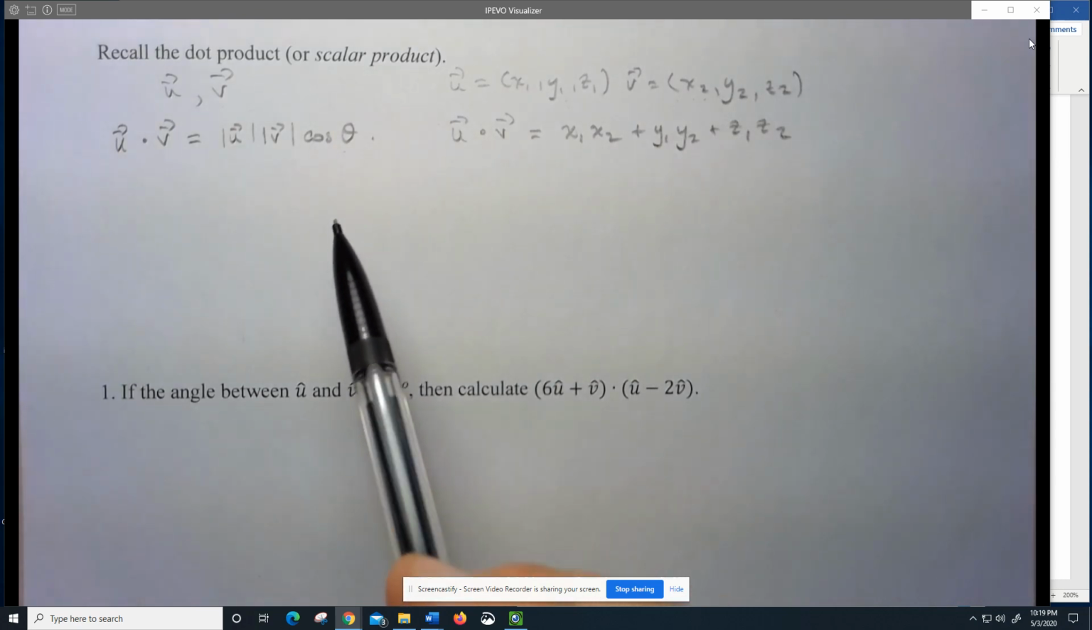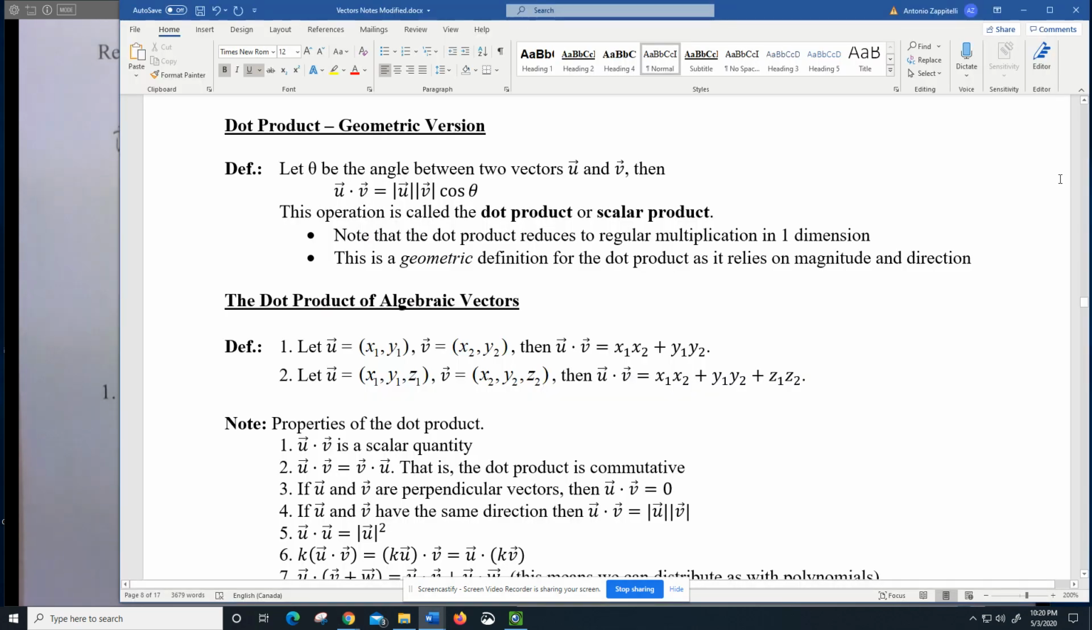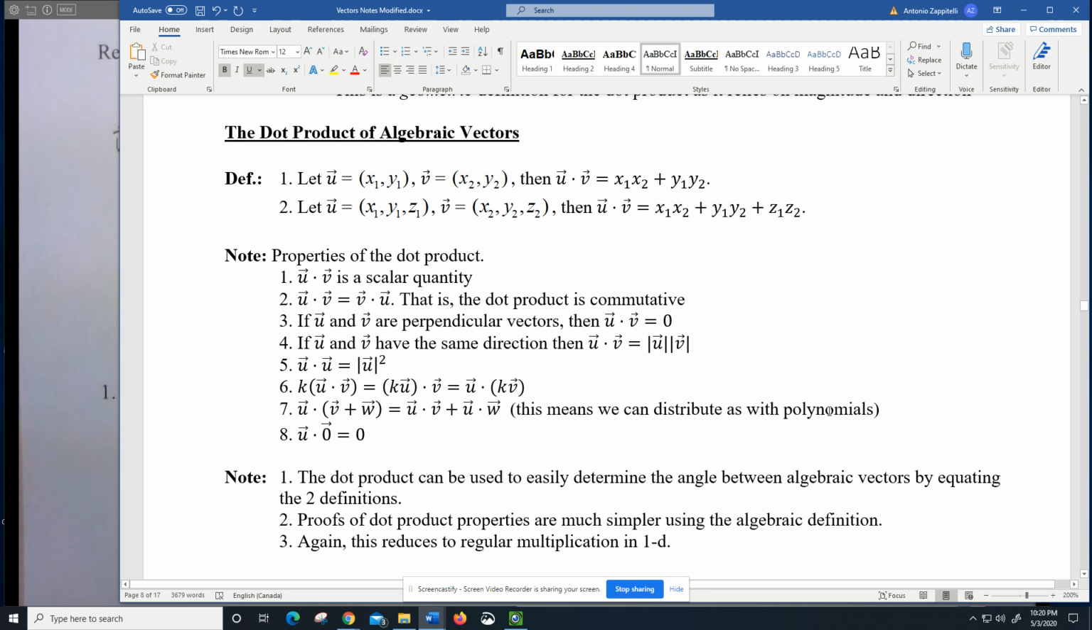What we're going to take a look at now, we're not going to prove these, although with the algebraic definition of the dot product, these are fairly easy to prove. We're going to look at a whole bunch of the characteristics of this dot product and then take a look at a couple of examples. If you look at the notes here, we've got our geometric definition and our algebraic definition in 2D and 3D, very similar. Then let's take a look at these properties.